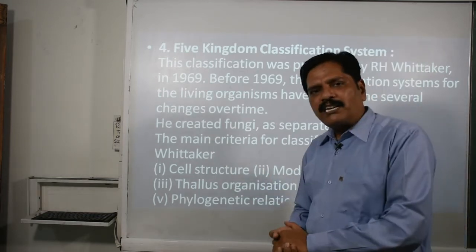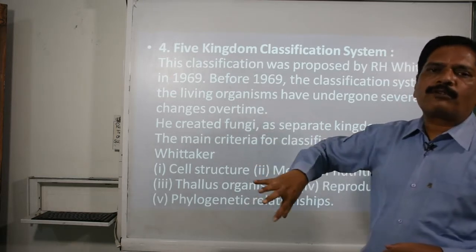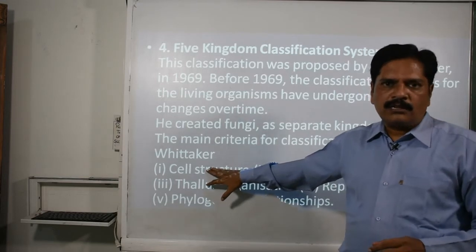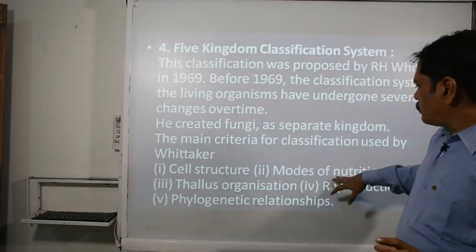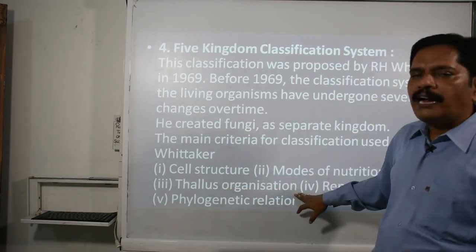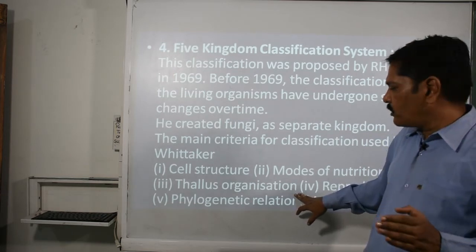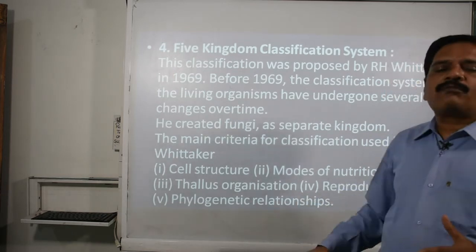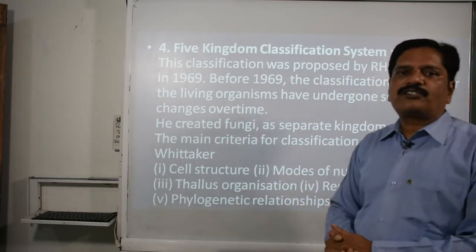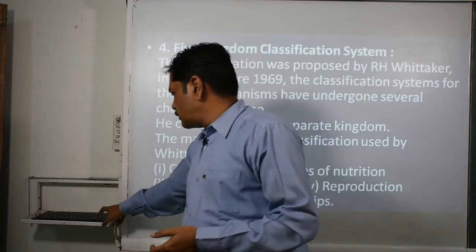And what is the criteria? Now some new features are added actually to overcome the problems of two kingdom classification, okay. So first one, that is cell structure, complexity of the cell, then the mode of nutrition, clear, then the thallus organization, that means what is the complexity of the body, what is the different level of organization, then reproduction, what are the modes of reproduction present in them, and finally the phylogenetic relationship, that means their ancestral evolution was also considered in this one, okay.